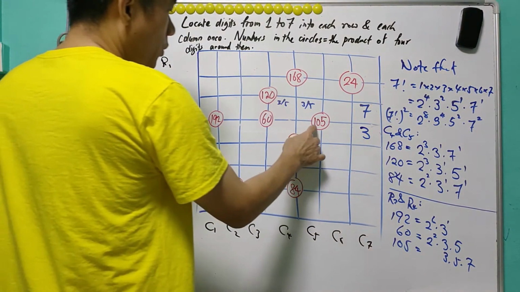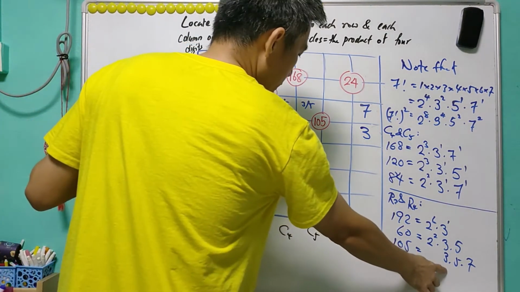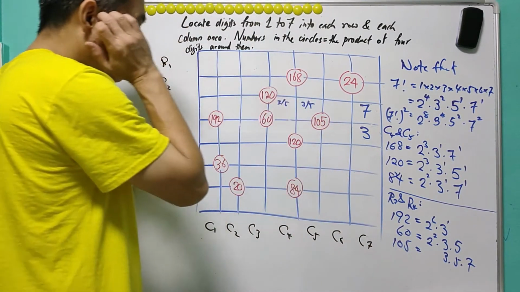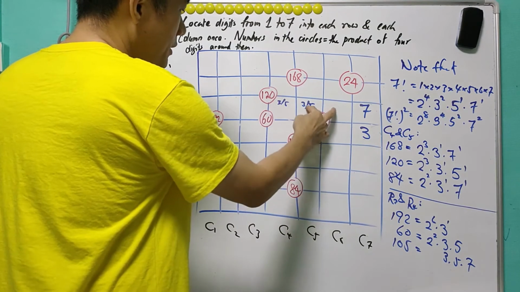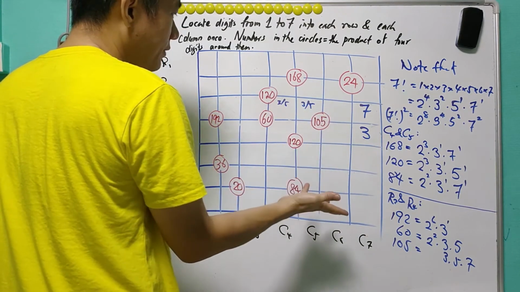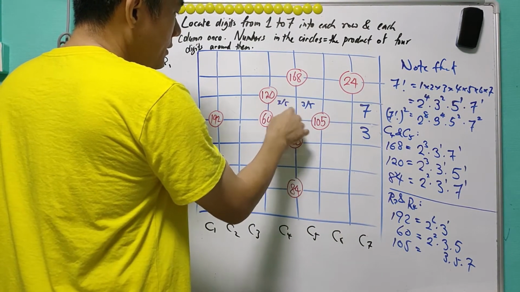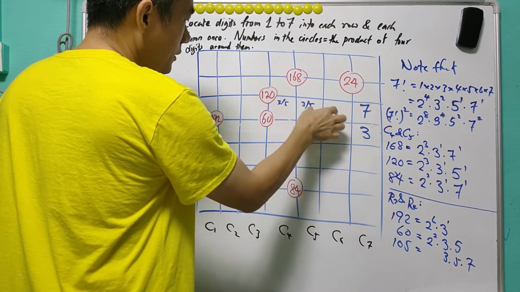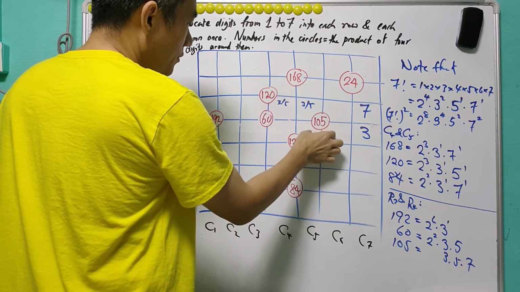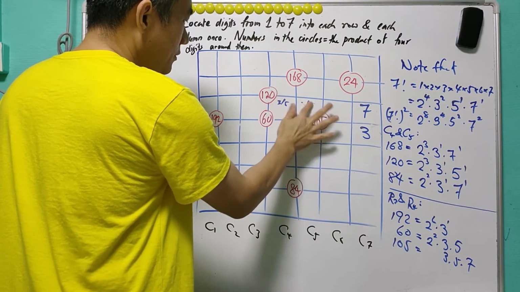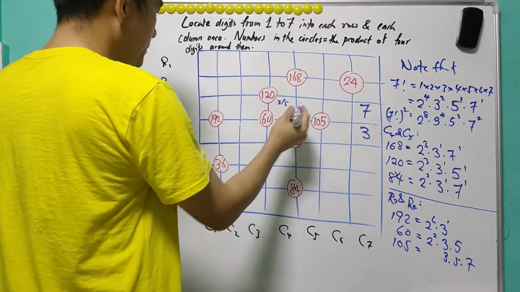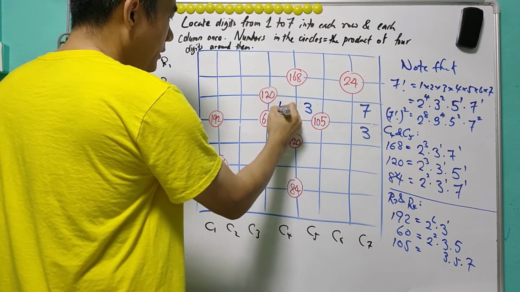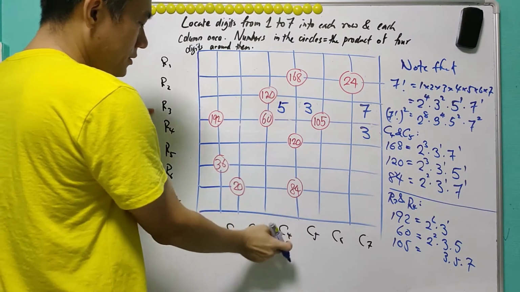Next, 105 is equal to 3, 5, and 7. They are all prime numbers. So these 4 numbers must be 1, 3, 5, 7. Now, if 3 is here, then we can't place the 3 anymore in any of these 4 places. So it means that 3 must be in R3, C5. And therefore, 5 should be in R3, C4.